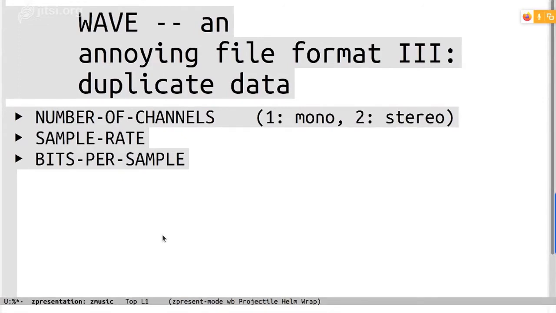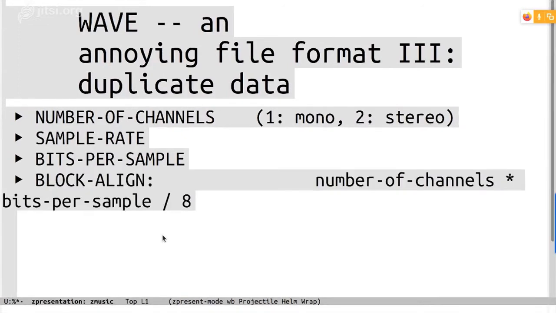Those all make sense. The next one is this block align, which is the number of channels, a field we already have, times the bits per sample, another field we already have, divided by 8. So this is entirely calculated based off other fields. There's no new information here, but you still have to calculate it and put it in the wave file.